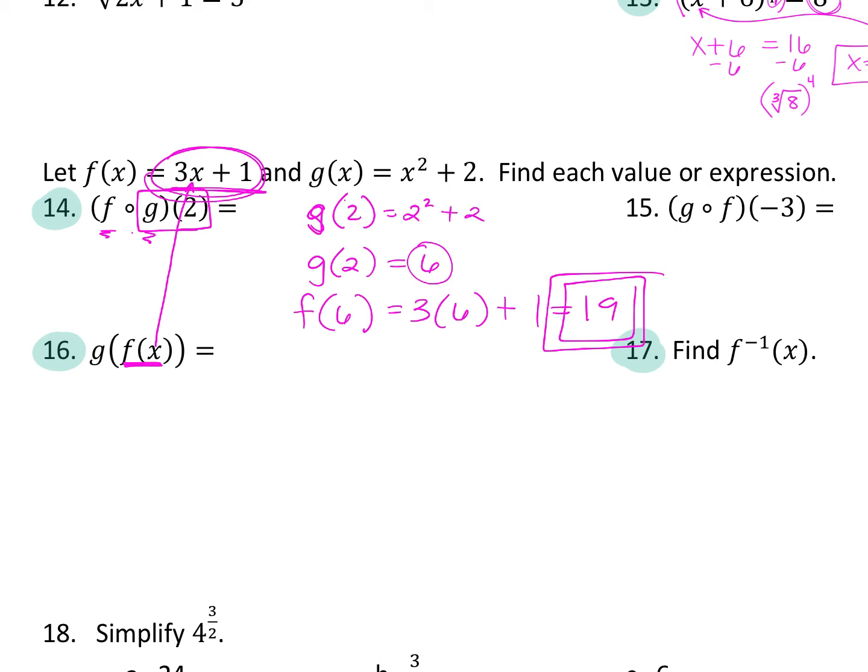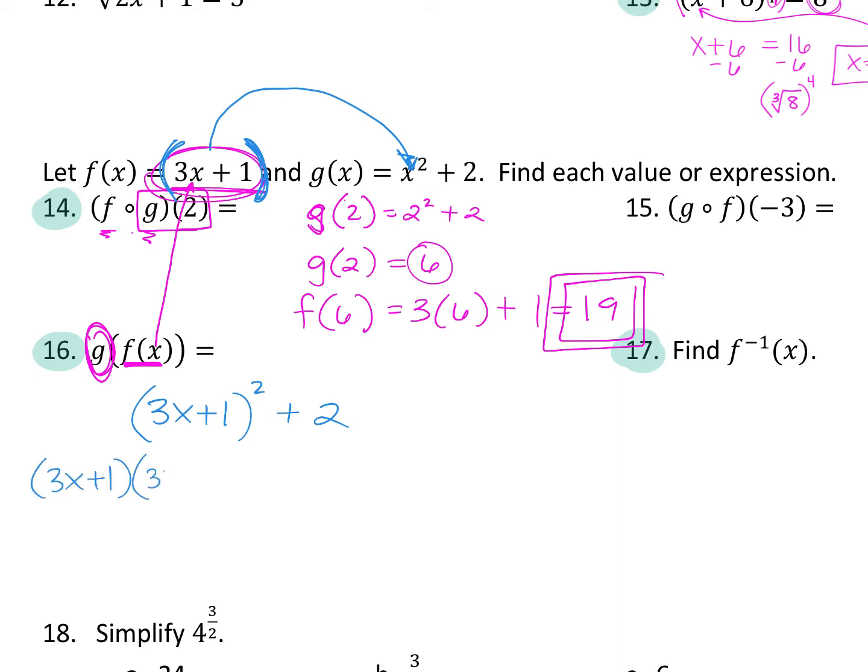That then is going to get plugged into the g of x function. So we're taking this whole thing, 3x plus 1, and putting it where? In the x spot. We're putting it here, okay? Notice x is squared, so that means that whole thing needs to be squared. So you're going to say 3x plus 1 squared plus 2. If you FOIL that, 3x plus 1 times 3x plus 1. Remember, you do not just square this and square that. That's not how squaring a binomial works. You have to FOIL it.